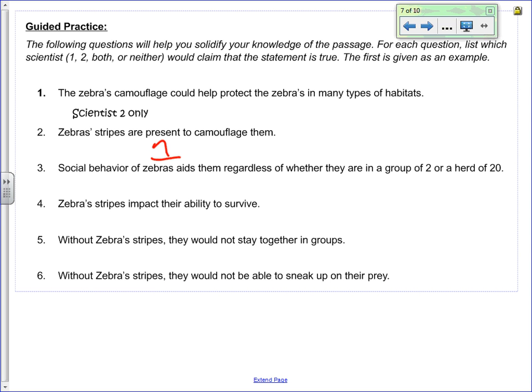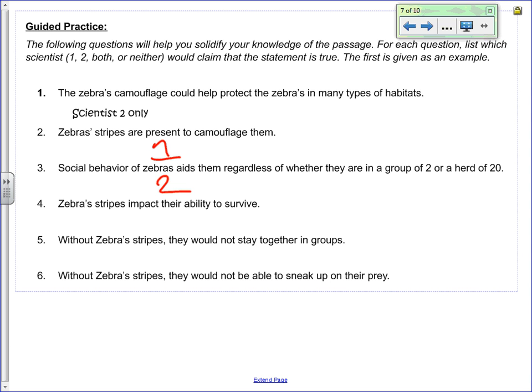Social behavior of zebras aids them regardless of whether they are in a group of 2 or a herd of 20. Scientist 2 only, because it talks about zebras being in groups. Excellent. So the group behavior. And scientist 1 won't say anything about group behavior? No, nothing at all. So it's just scientist 2.